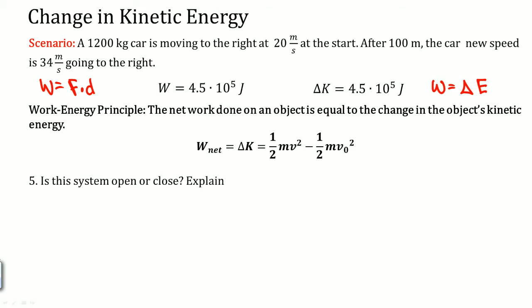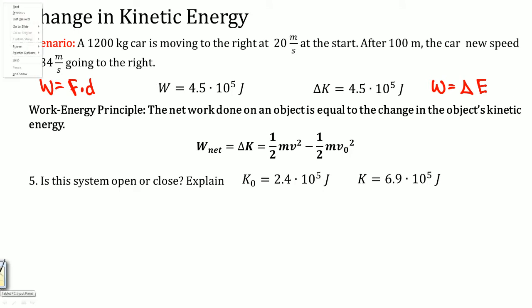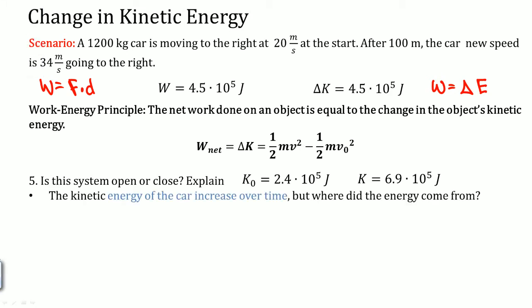Now, let's take a look at question 5. Is the system open or closed? Well, we saw that the initial kinetic energy was 2.4 times 10 to the 5th, and then we saw the final kinetic energy as 6.9 times 10 to the 5th. There was some form of change. The kinetic energy of the car actually increases over time, but where does the energy come from? Well, in this case, the system is actually open.